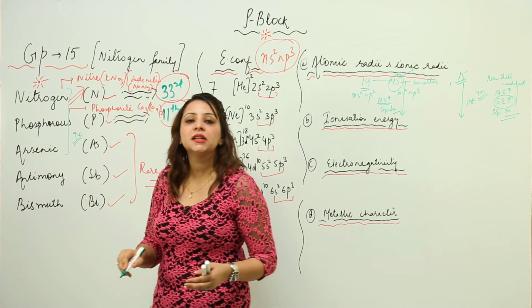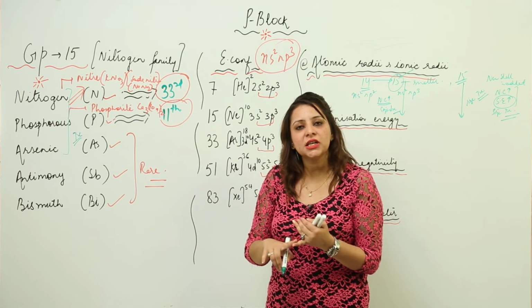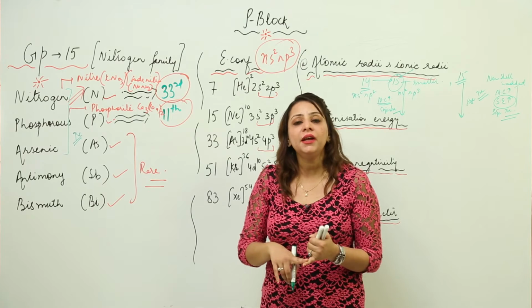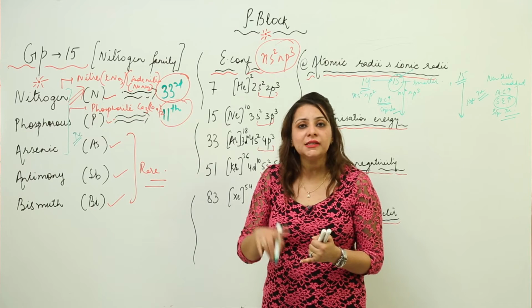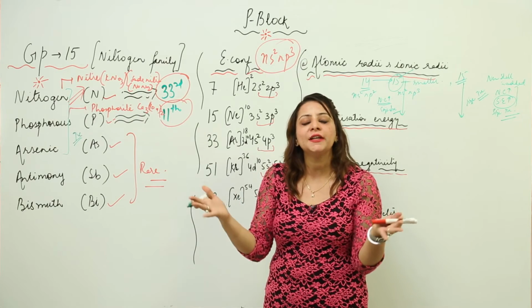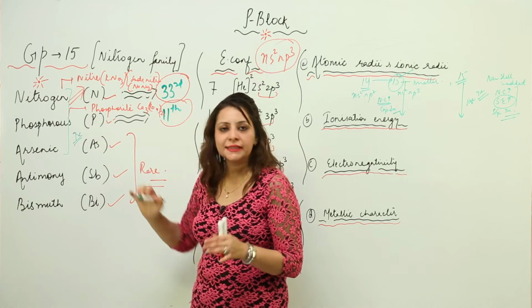The reason being the increase in the number of shells, due to which nuclear charge is also increasing and the shielding effect is also increasing. But the shielding effect is so pronounced that it outweighs the increase in the nuclear charge. Therefore, there is an expansion of the electron cloud. So we see that as we move down, the size increases.